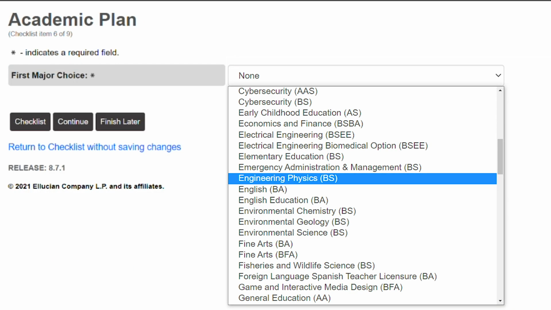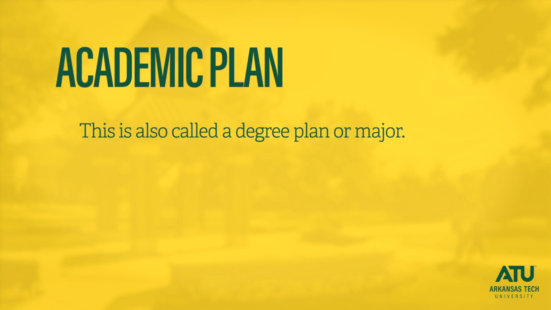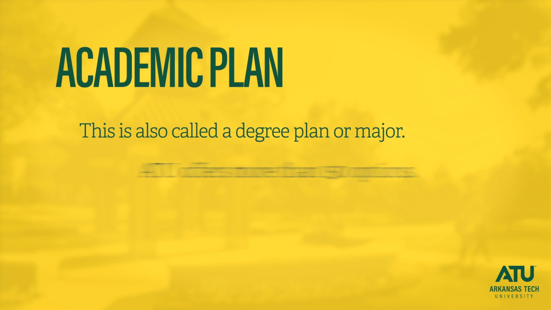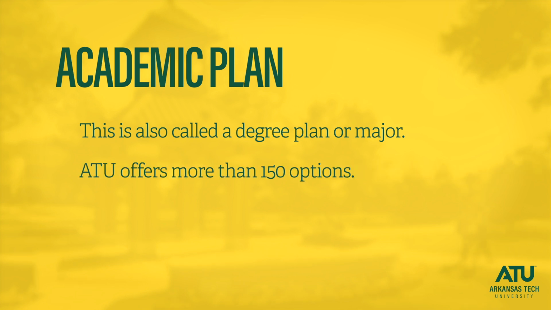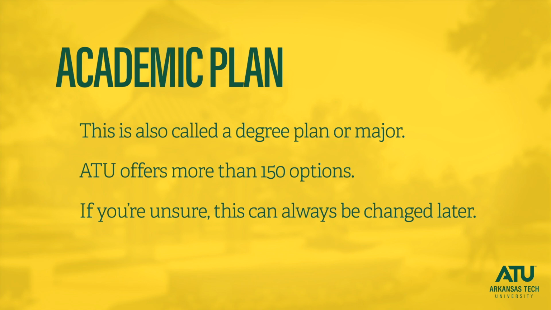On the next drop-down menu, you'll select the academic plan you're interested in. This is where you'll tell us what you're planning to study. Some schools call this an academic plan or major, or a degree plan. ATU offers more than 150 options, so be sure to scroll through all the programs to find the one that best fits your goals. That said, don't worry if you're not sure what to study. You can always change it later.